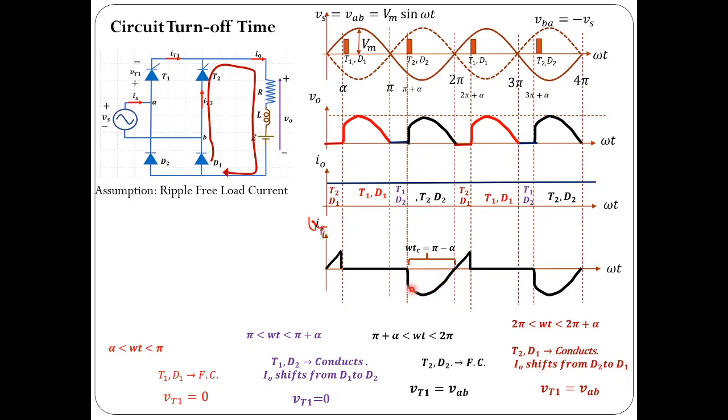The turn-off process is initiated at this particular moment, that is at pi plus alpha, and this reverse voltage would appear across thyristor 1 from pi plus alpha to 2 pi, and at 2 pi it is forward biased. So once thyristor 1 current becomes 0, we apply reverse voltage for this period, that is for pi minus alpha. You can see this instant corresponds to 2 pi radians and this corresponds to pi plus alpha. So the difference is pi minus alpha. So omega into Tc is equal to pi minus alpha.